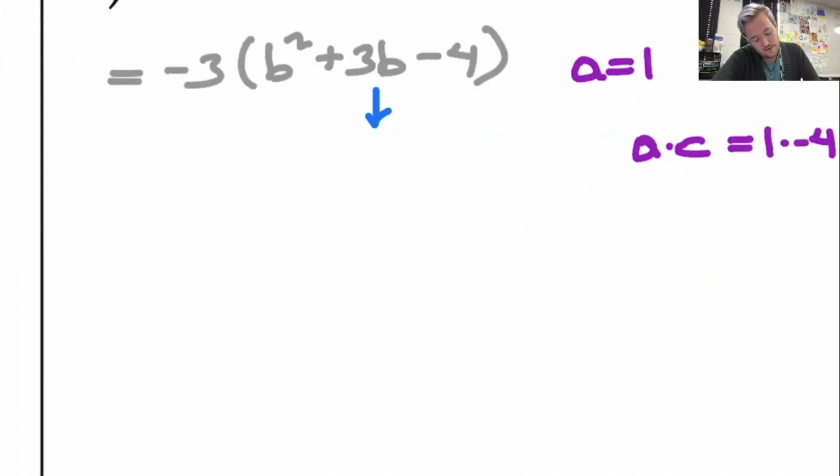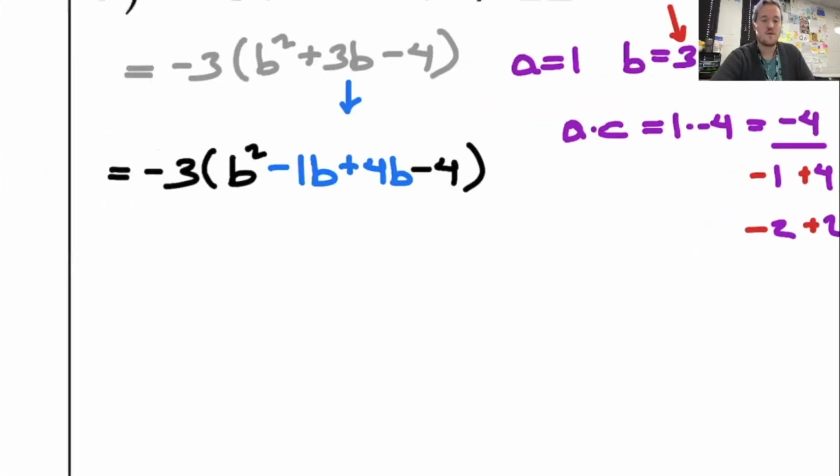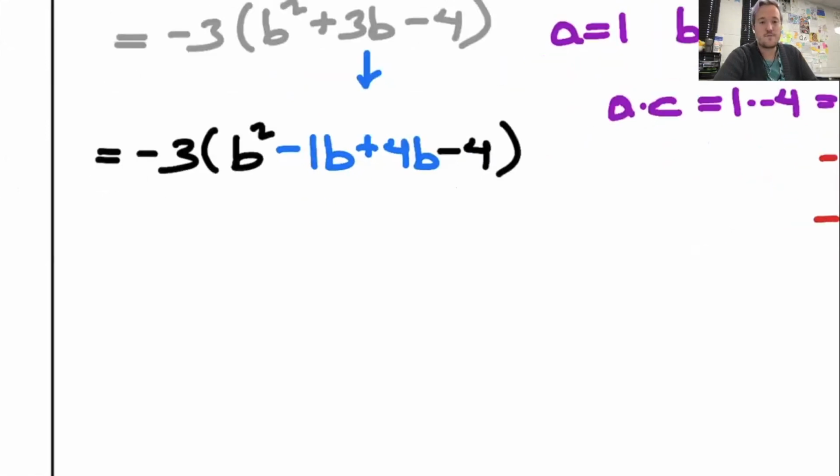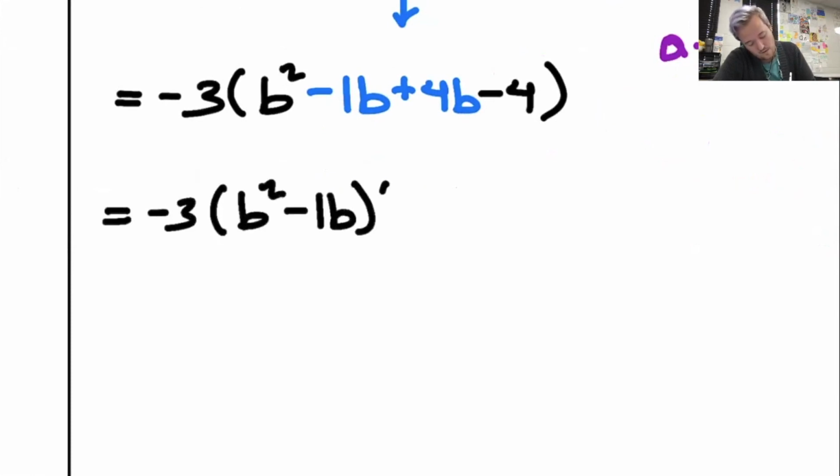That negative 3, just like before, is going to hang out. So we have b squared, let's do the negative 1 first, so minus 1b, plus 4b, minus 4. Now I want to do my grouping. I'm going to group the first two terms together. So negative 3, parentheses, b squared minus 1b, plus 4b minus 4.